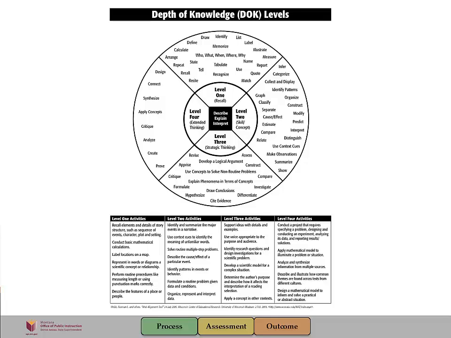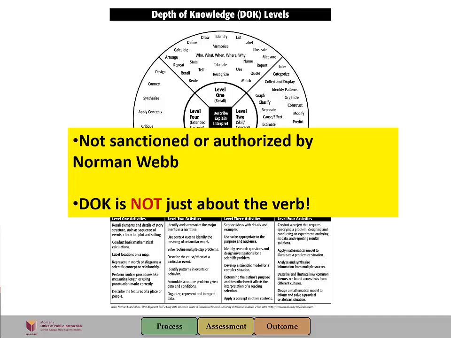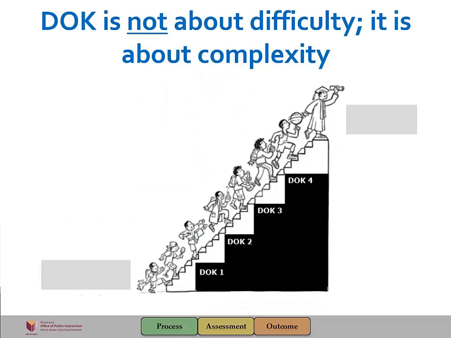Verbs alone do not determine the depth of knowledge level of an assessment task. The depth of knowledge focuses on how deeply the students need to know the content for a given response. This presentation, commonly used with schools and school districts, is not sanctioned or authorized by Norman Webb. Depth of knowledge is not just about a verb. So to reiterate, depth of knowledge is not about difficulty. It is about complexity. It is not about the verbs. Verbs are not always used appropriately. It is not about the student or level of difficulty for the student. It requires looking at the assessment item, not student work, in order to determine the level.